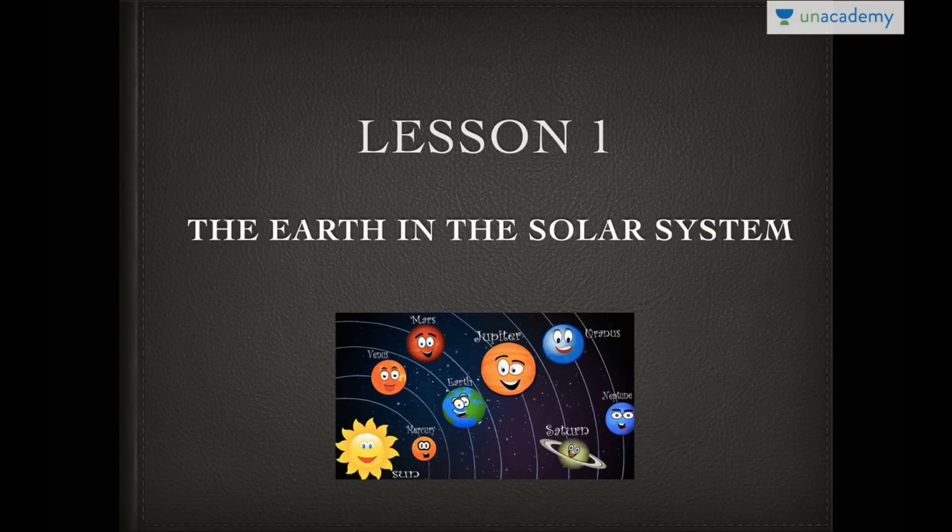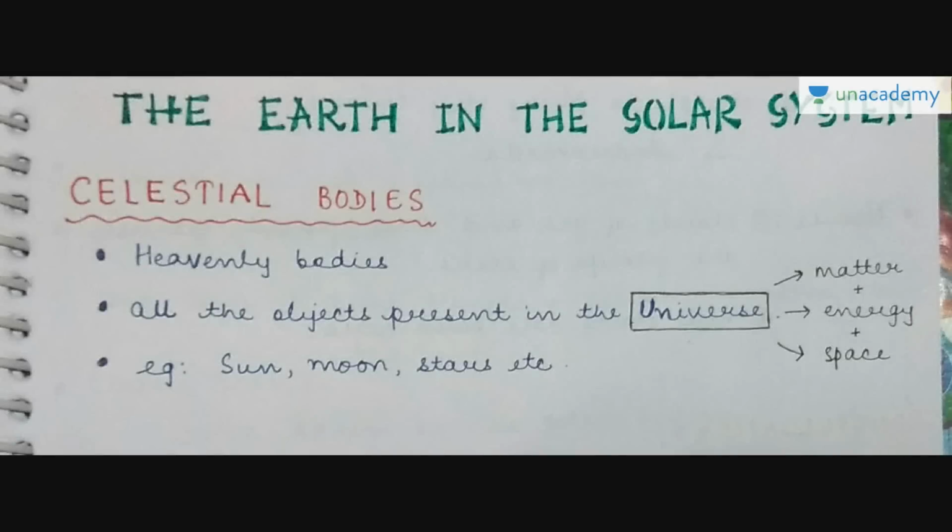Let's begin. This is the first lesson on the Earth in the solar system. The first term we are understanding is celestial bodies. What do you mean by this term? These are also known as heavenly bodies. This word celestial or heavenly relates to anything that is present in the universe. Anything, whether matter, energy or space, that is found in the universe is known as celestial bodies or heavenly bodies. Some examples: sun, moon, star, planets, anything.